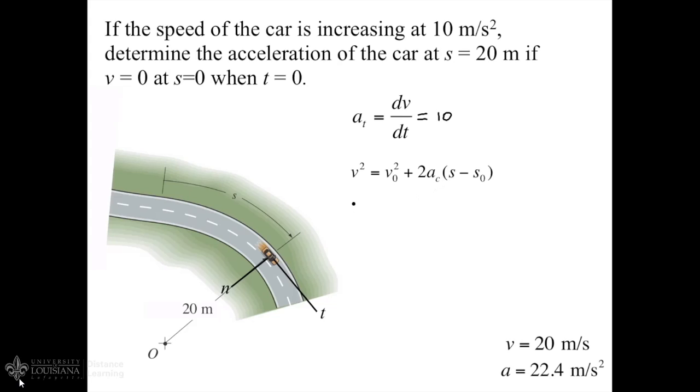Applying it, we have the following. V squared is equal to the original velocity, which is 0. Of course, it's squared.